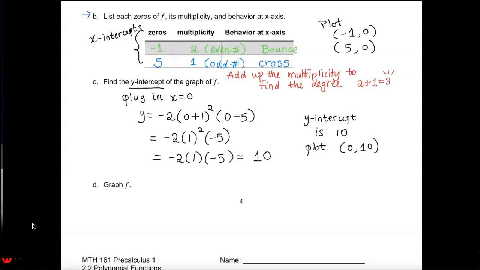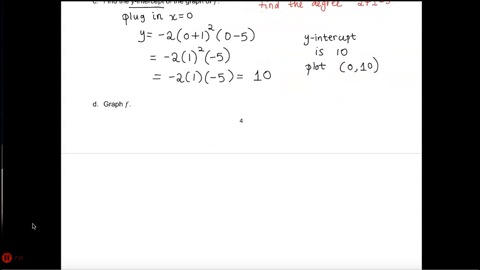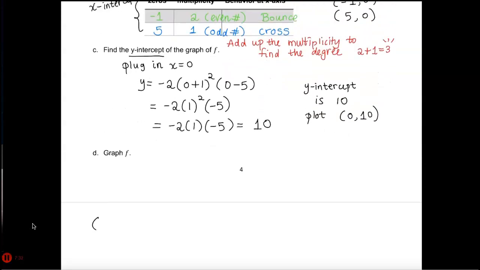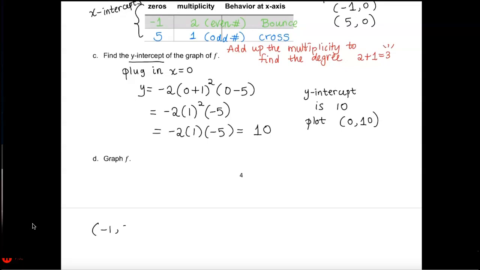I wonder if I can add a page so that I can actually graph this function. Give me 1 second. I'm trying to figure out if I can add a page. Add a page. Ta-da! It did it, guys. So here's the graph. I got a couple points to plot. The points are -1, 0 and 5, 0 and 0, 10. These are my intercepts.